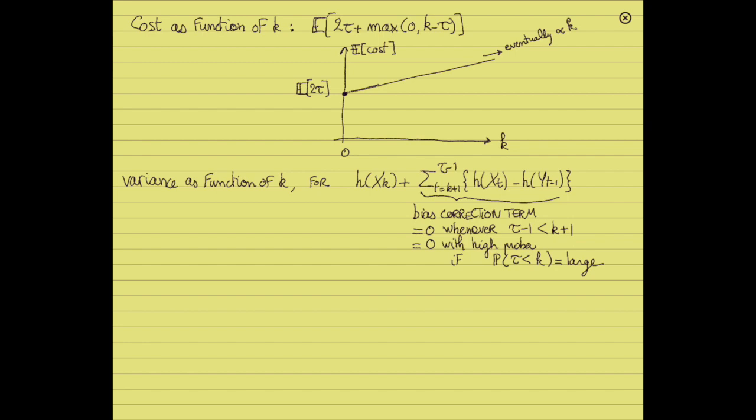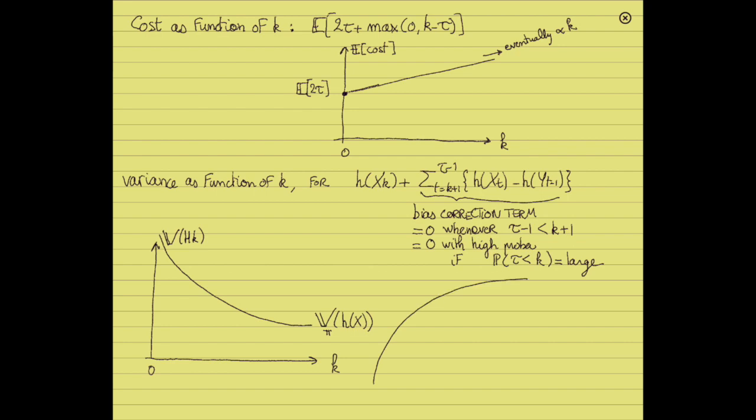And in that case, if k is large, the variance of the estimator is similar to the variance of h of xk. So we can visualize the variance as a function of k, and it will tend to decrease initially when k increases, but only to a certain level, and asymptotically in k it becomes the variance of h of x under pi, because h of xk behaves like h of x under pi when k is large.